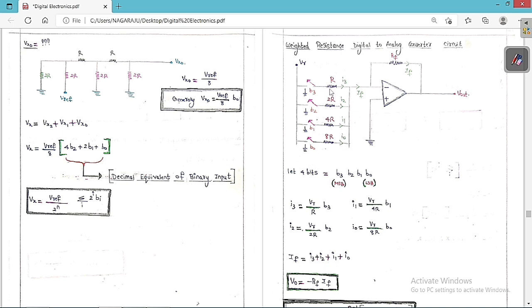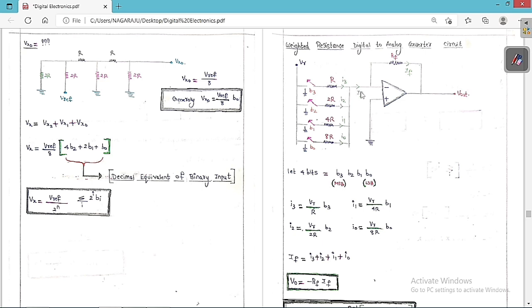Now I am going to connect like this. This is B0, B1, B2, B3. I am going to take 4 switches here. Now this is basically an op amp. Let me assume the current in each one. Let me assume this current is I0, here I1, here I2, here I3.